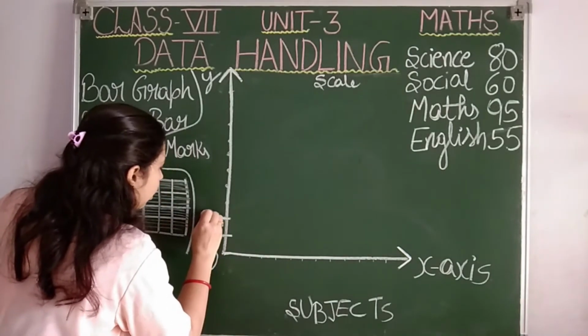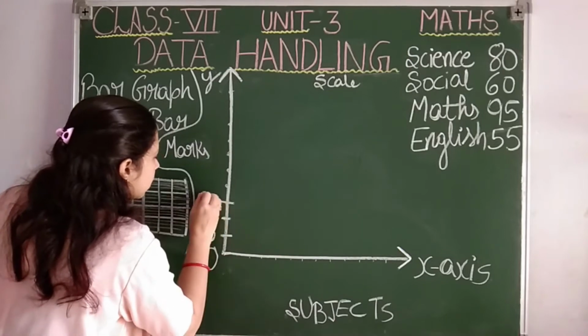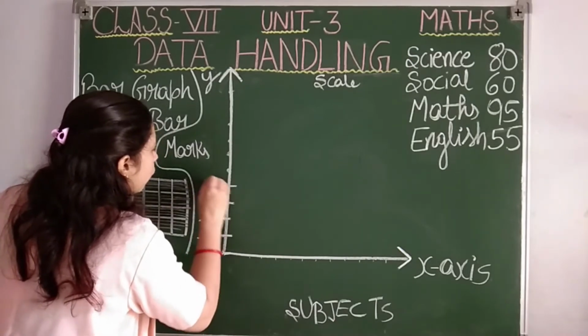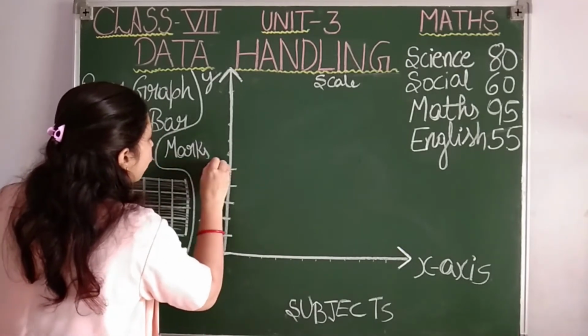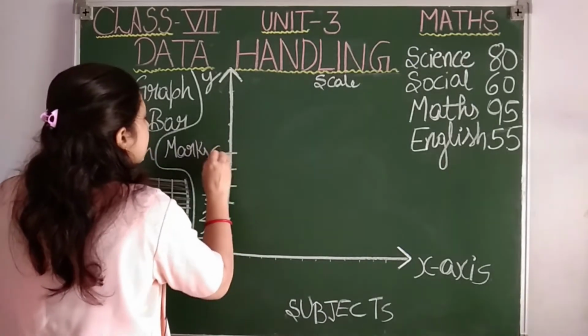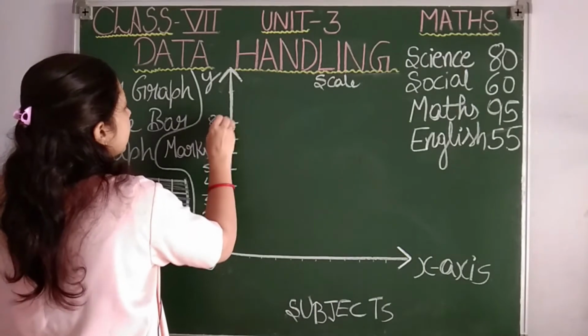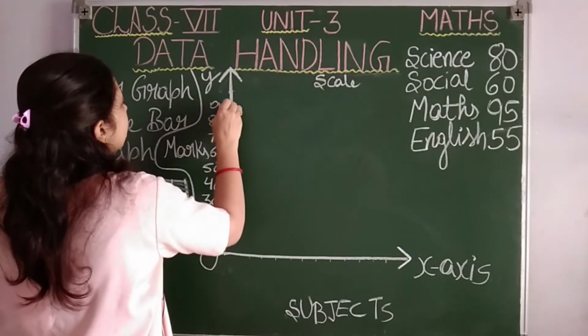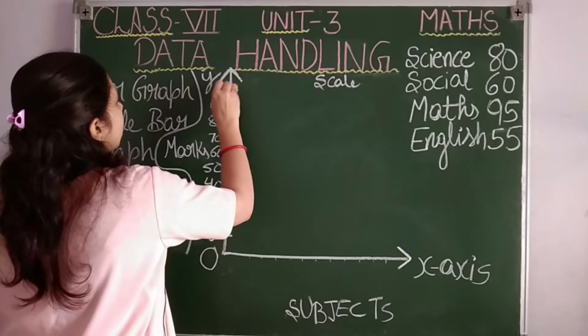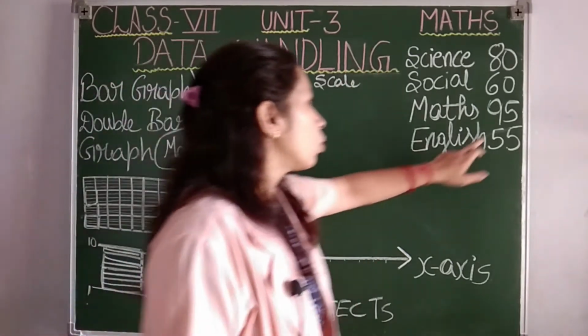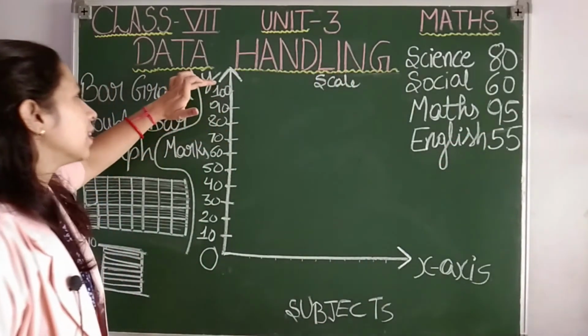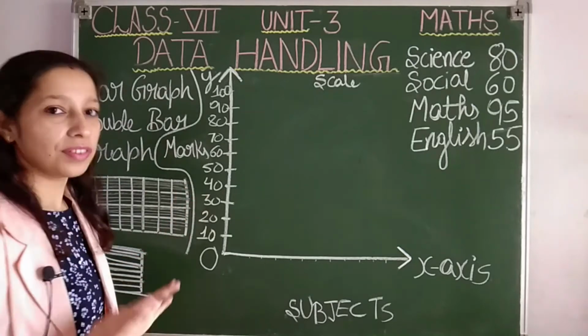Then again 20, 30, 40, 50, 60, 70, 80, 90 and 100. The highest number that I want to show is 95, so I have taken the marking up to 100. This much is enough. Clear, students?